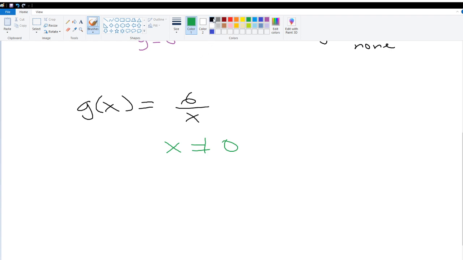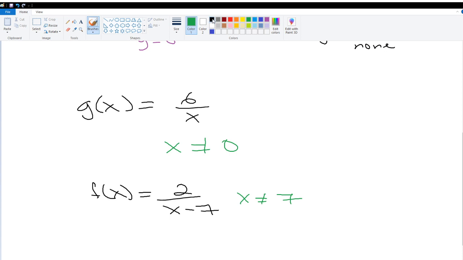Another example could be if I had f of x is equal to 2 over x minus 7. Determine what x could be here. We could say x could be everything except 7, because if I have 7 in the denominator, 7 minus 7 is 0, and 2 divided by 0 is undefined. So x cannot equal 7 in this case.